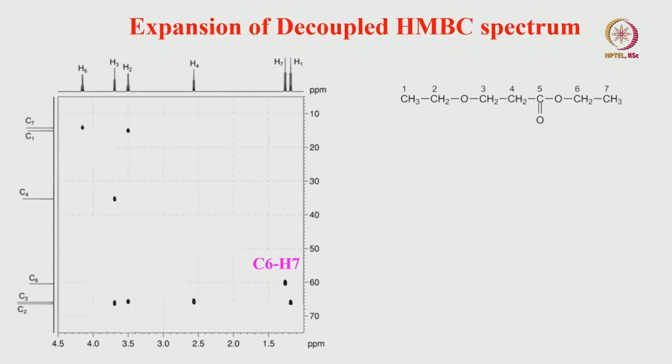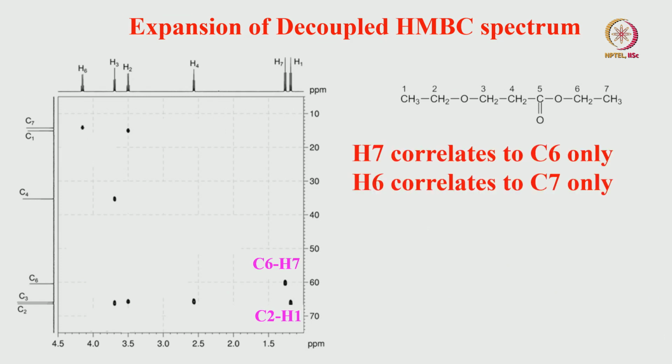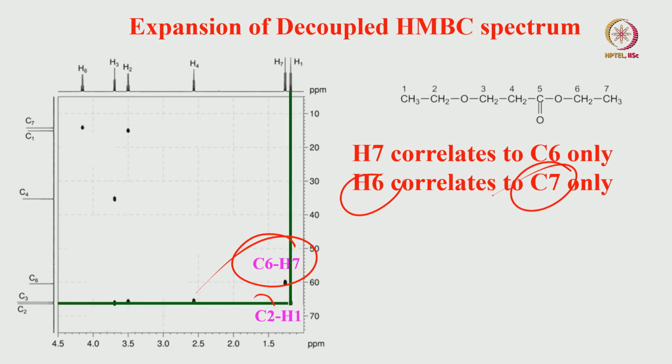If you expand the same region and look at the correlations, we have C6 giving correlation to H7 and C2 to H1. And remember, C6 is giving correlation only to H7, and C7 to H6 correlates only to C7. This is a very interesting thing. We should see that.